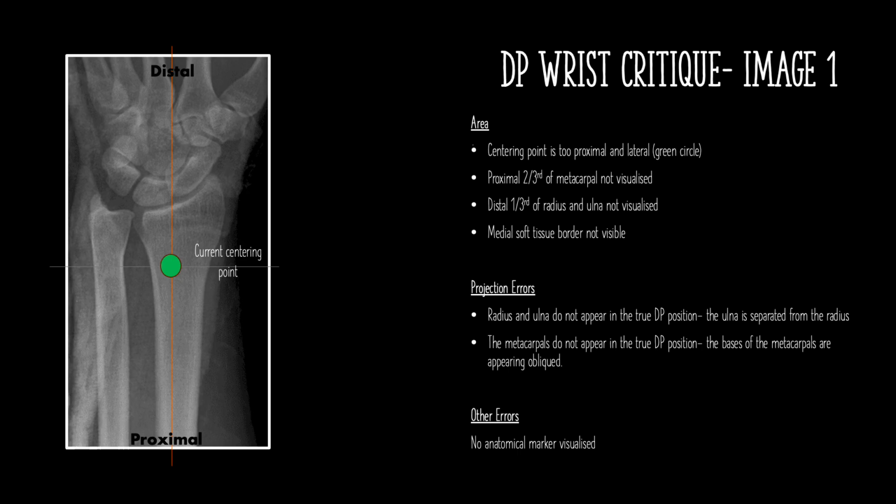So we'll first assess the area on it. We want the distal 1/3 of the radius and ulna and the proximal 2/3 of the metacarpals. We would say that the proximal 2/3 of the metacarpals would not be visualized. We've just got the bases really here. Our distal 1/3 of radius and ulna would be included. And we can say that our medial soft tissue border is not visible. However, our lateral soft tissue border is.